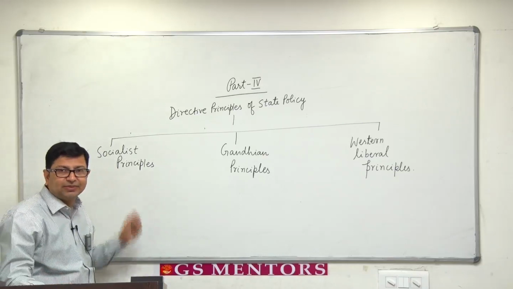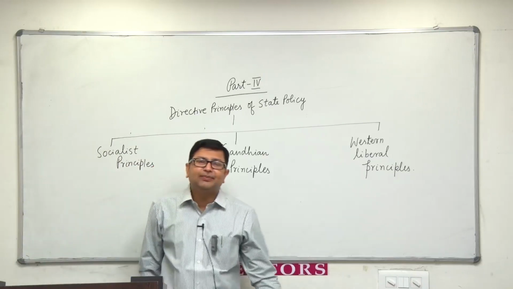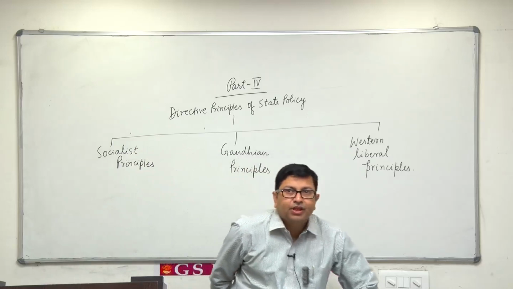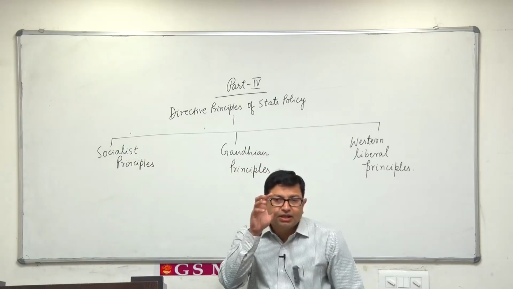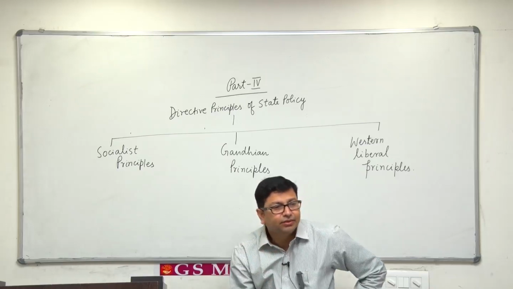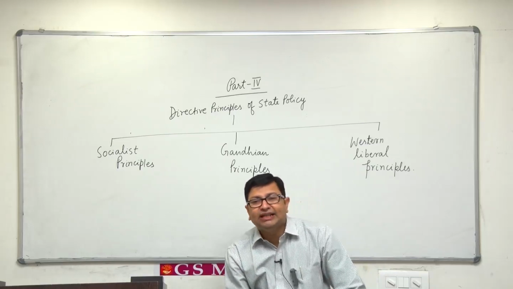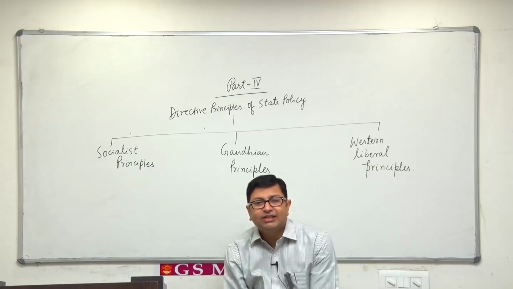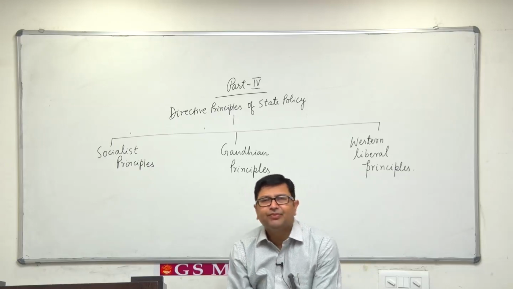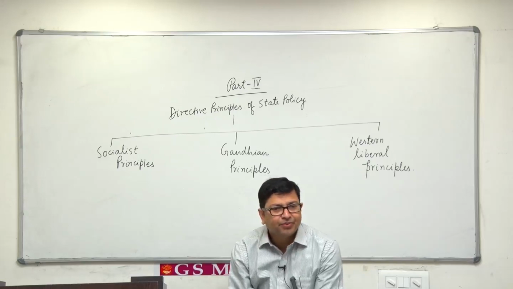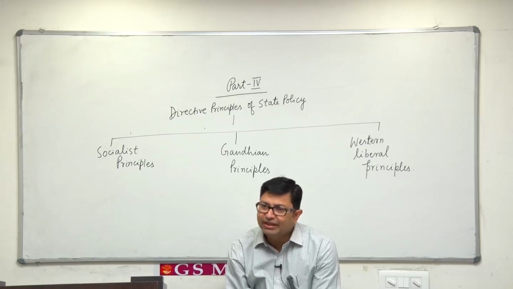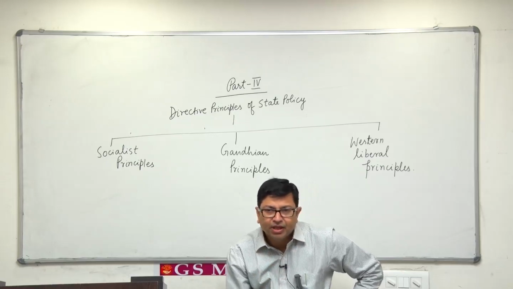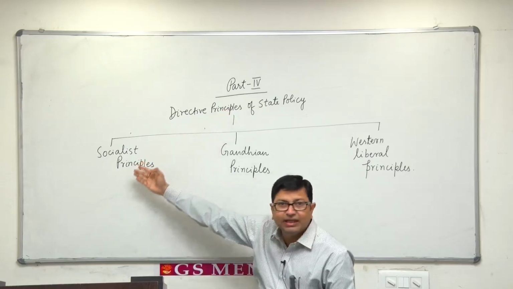When we say socialist principles, there are some principles in part 4 of the constitution which talk about the emancipation of the workers, which talks about creating equality in the society. We have termed them as socialist principles because socialism talks about emancipation of the workers. It talks about equality among the people. So, those principles which are close to the socialist viewpoint and which have been added in part 4, we term them as socialist principles.